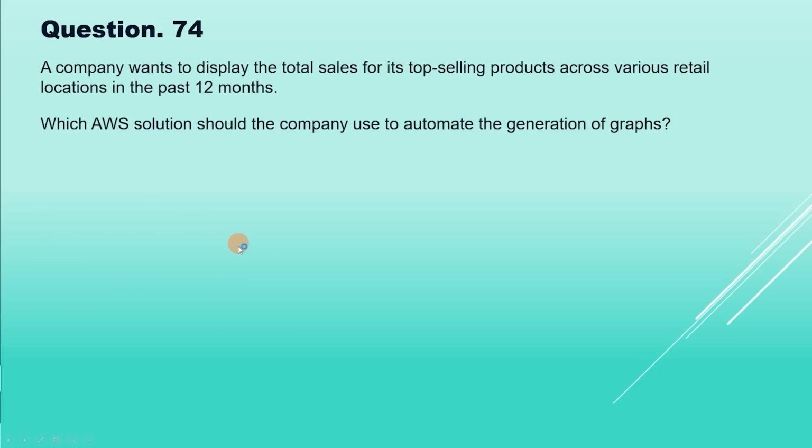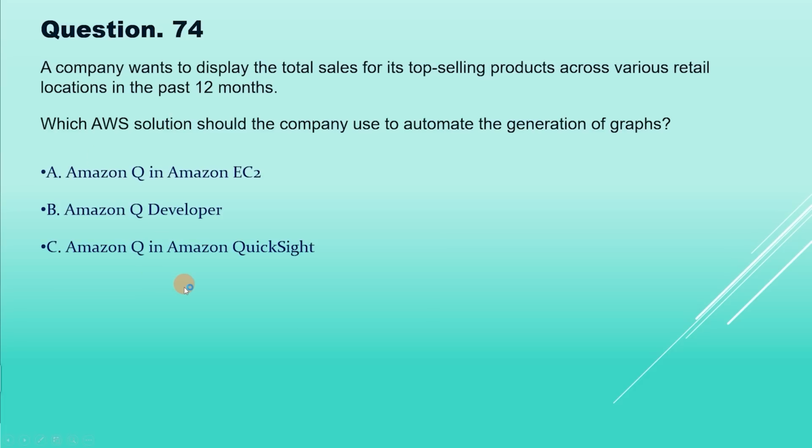Now question number 74. A company wants to display the total sales for its top selling product across various retail locations in the past 12 months. Which AWS solution should the company use to automate the generation of graphs? Here are the options: Amazon Q in Amazon EC2, Amazon Q Developer, Amazon Q in Amazon QuickSight, option D, Amazon Q in AWS Chatbot. Take your time to guess the correct answer.